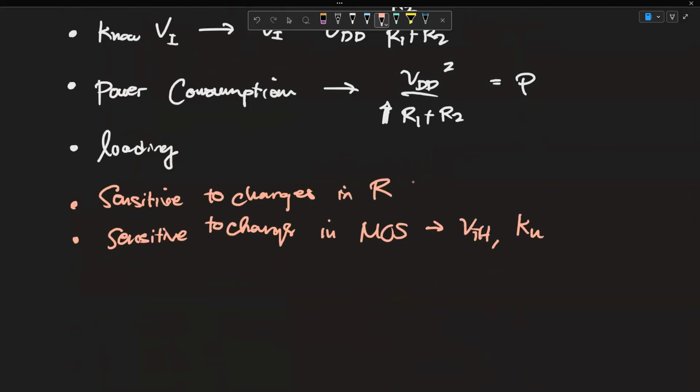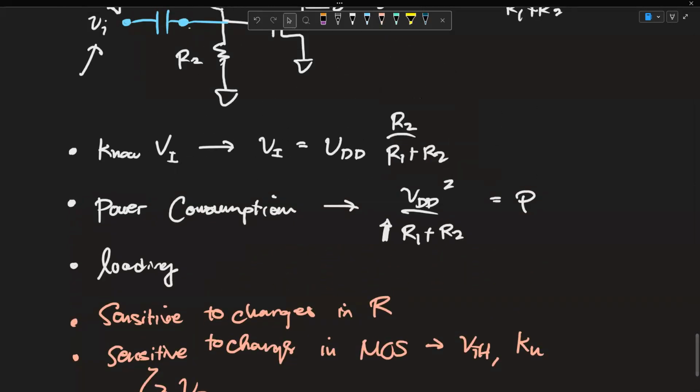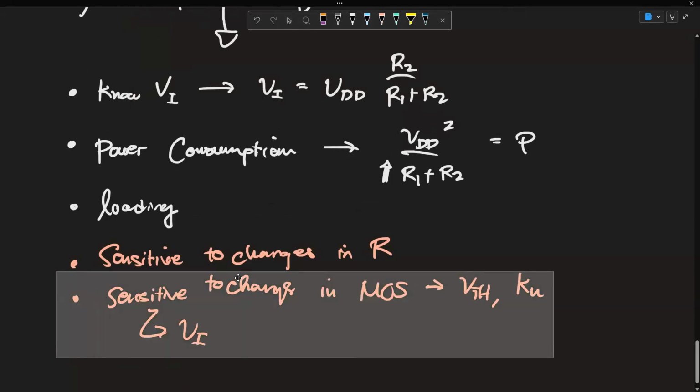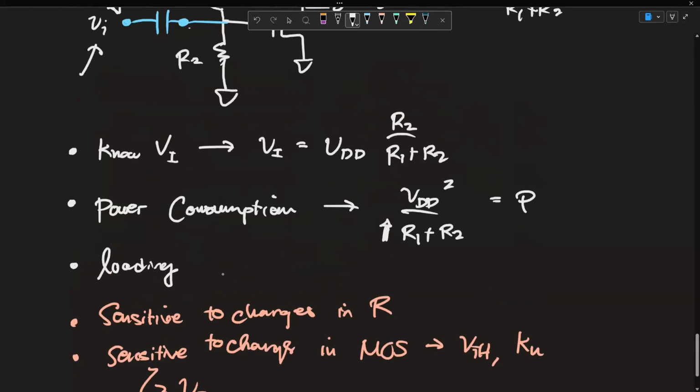By the way, bakit siya sensitive to changes in the MOS? Kasi nagbabago yung required VIN natin and hindi siya maka-follow nung fixed na resistors natin, no? So how do we address the sensitivity to the change in MOS parameters? We're not really going to address the change in R, no? That's a more advanced thing, no?